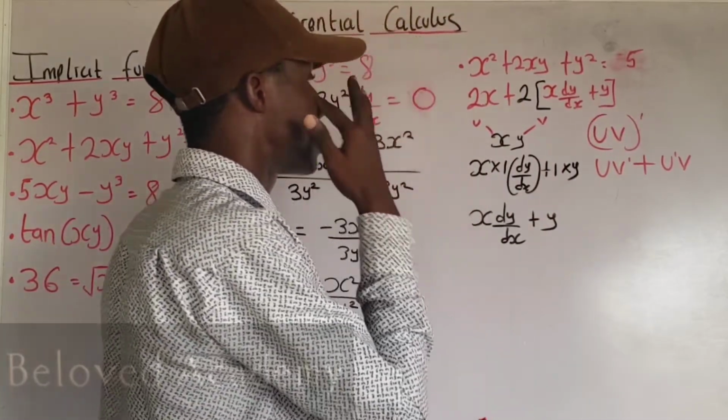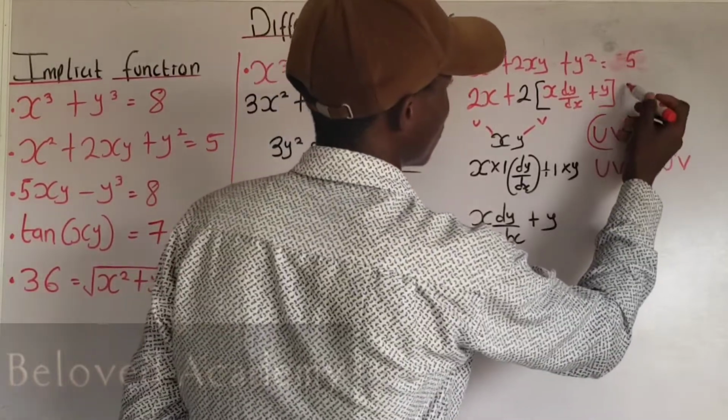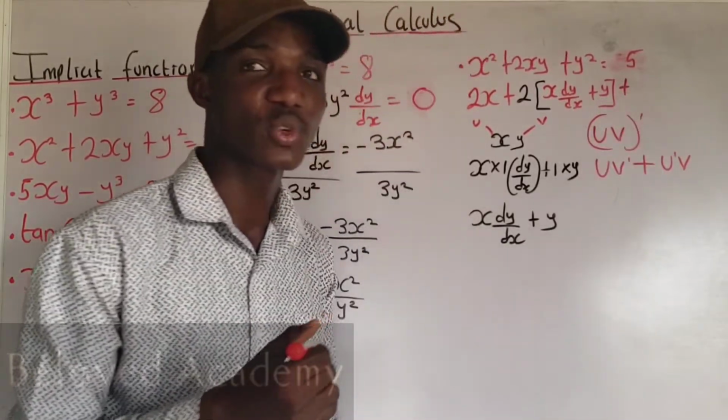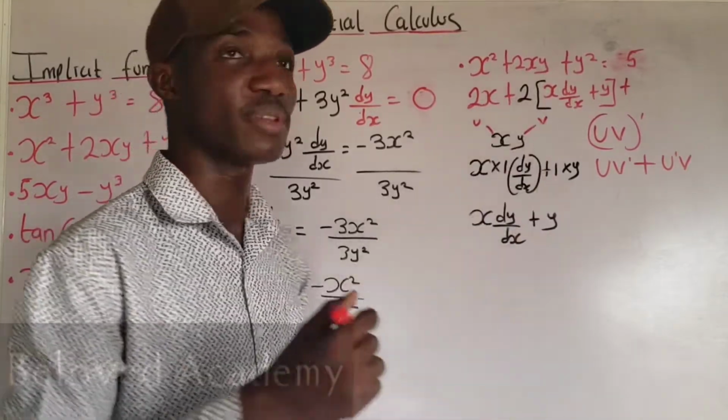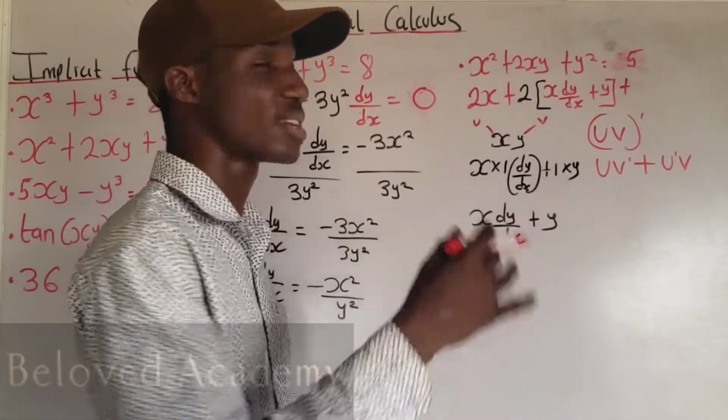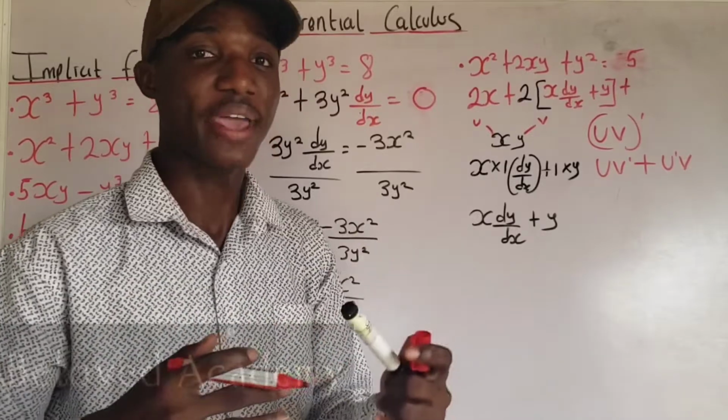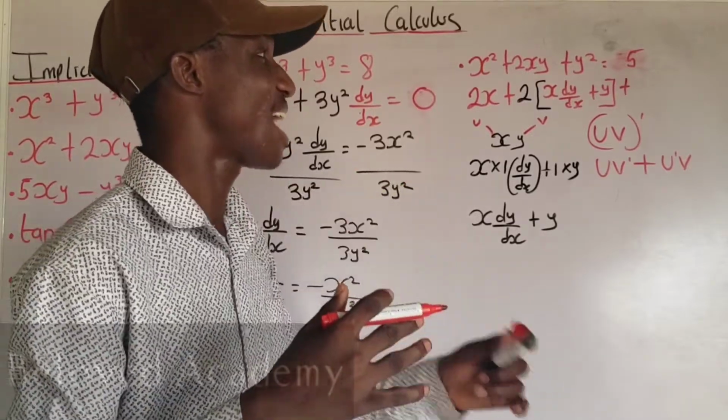Now we have y squared plus, now if you differentiate y squared, you're going to have 2y. But because this is an implicit function and we are differentiating y with respect to x, I'm going to add dy/dx.